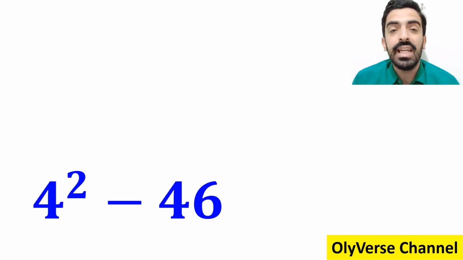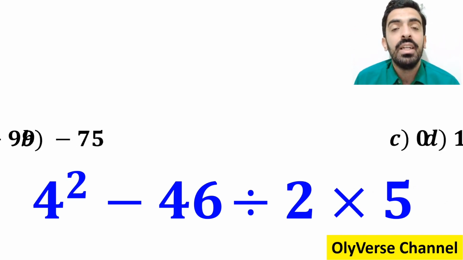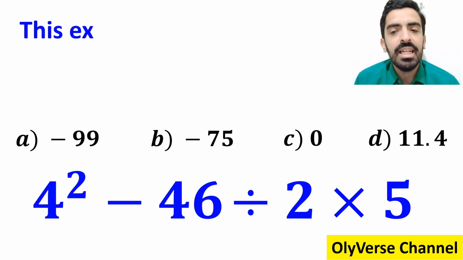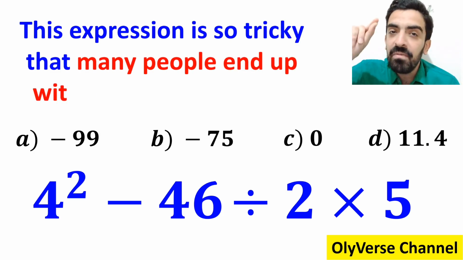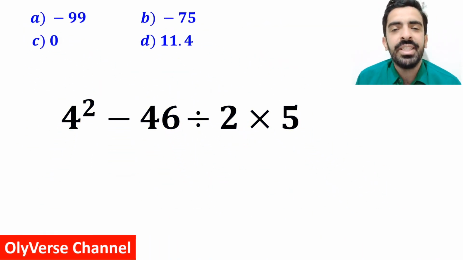What is the value of the expression 4 squared minus 46 divided by 2 multiplied by 5? Which option do you think is the correct answer to this question? This expression is so tricky that many people end up with the wrong answer. Let's take a closer look and solve it together.